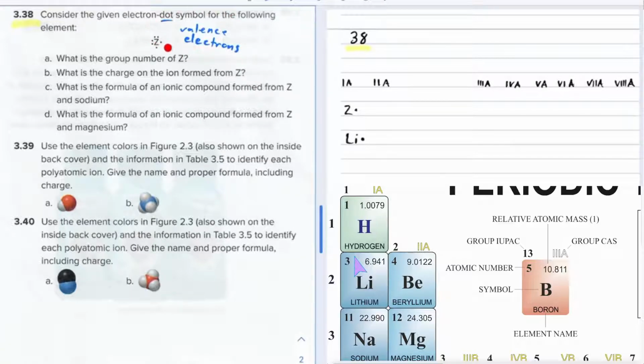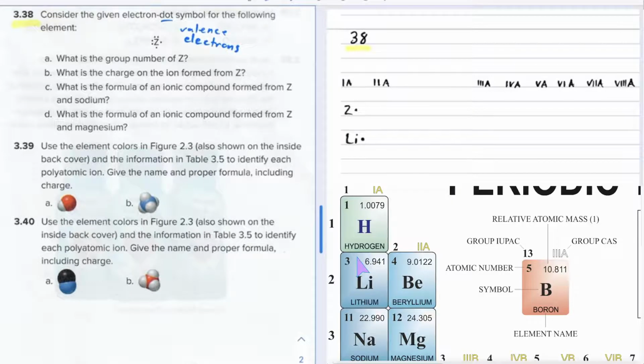So the dots, the valence electrons, are the outer electrons. The other 2 electrons of lithium are inner electrons. Remember that electrons occupy shells around the nucleus of an atom. So the valence electrons are the outer electrons.